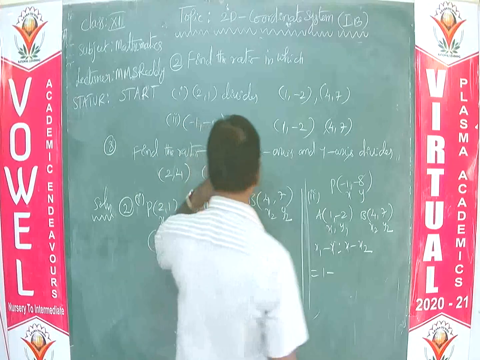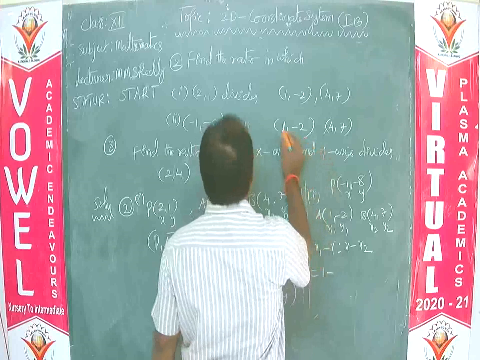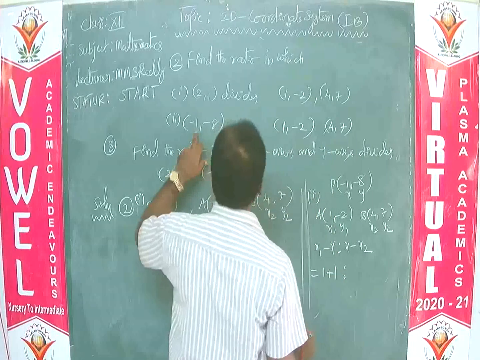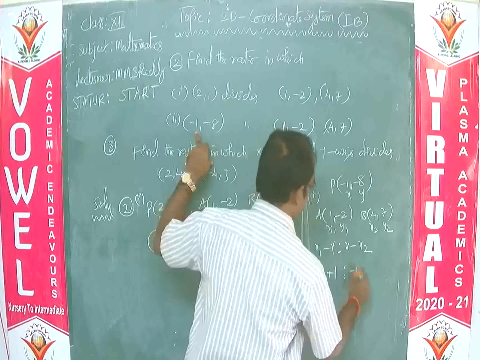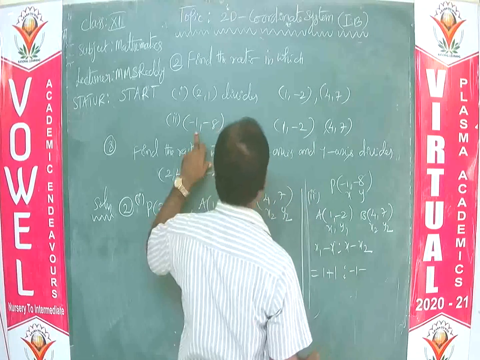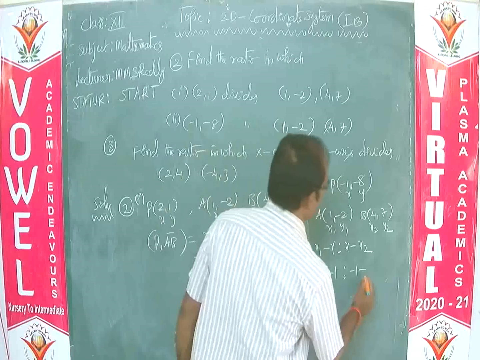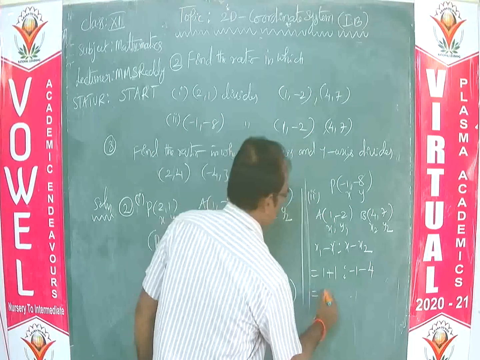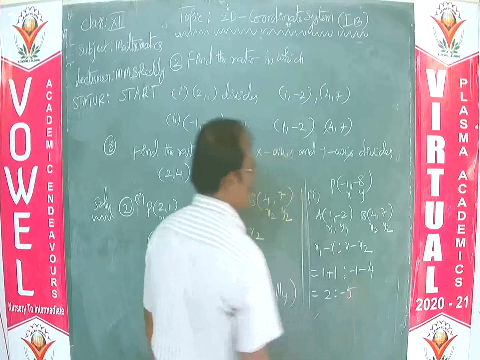x1 minus x, 1 plus 1, is to x minus x2, minus 1 minus 4, that is equal to 2 is to minus 5.